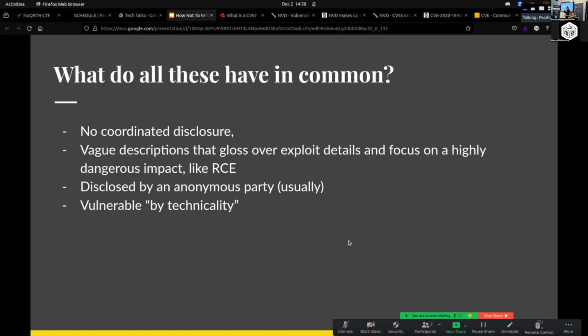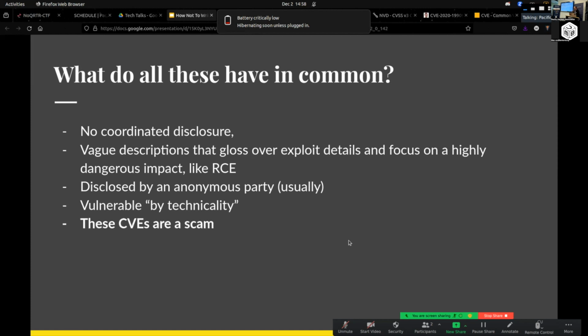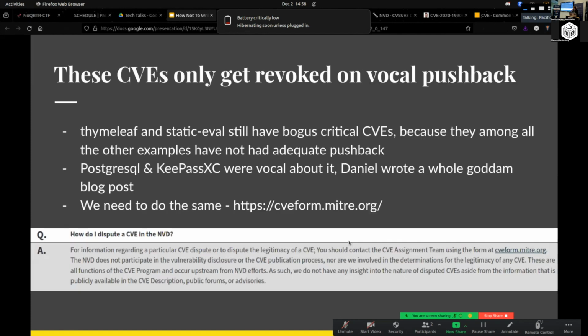Anyway, I've got to wrap it up here, but what do all these have in common? No coordinated disclosure, vague descriptions that gloss over exploit details and focus on highly dangerous impact, like remote code execution, disclosed by an anonymous party, usually. There are good reasons for that, but it also means that anyone can put whatever junk they want, and it's vulnerable by technicality. This is just my opinion: these CVEs are a scam targeting NVD. I don't know whether they're falling for it.